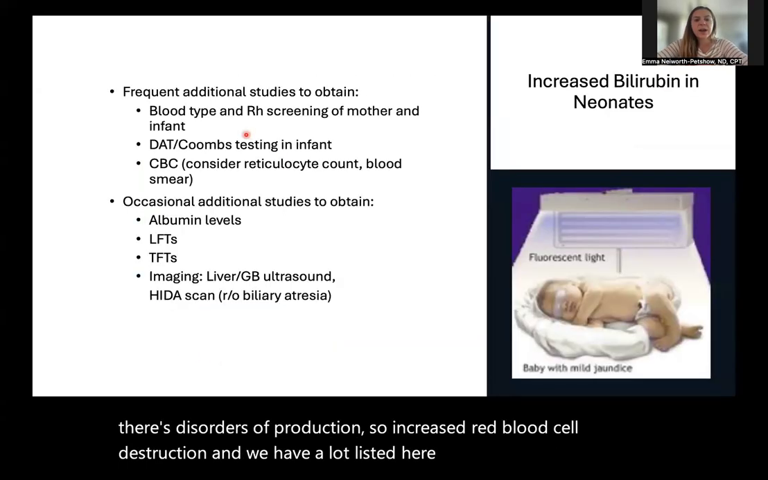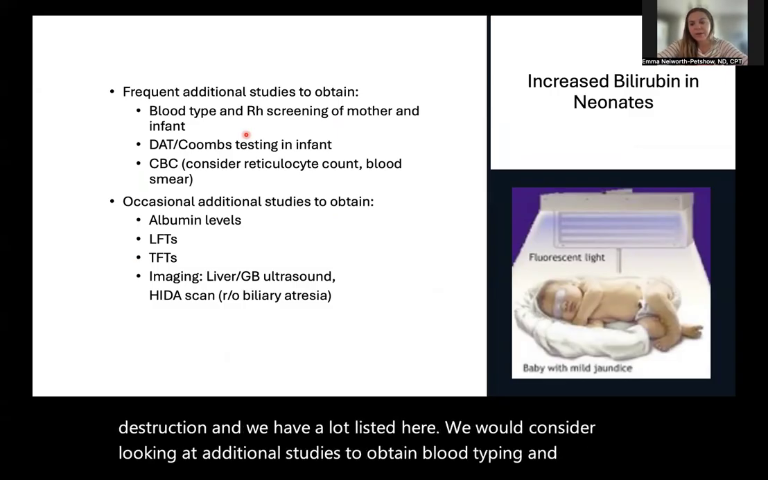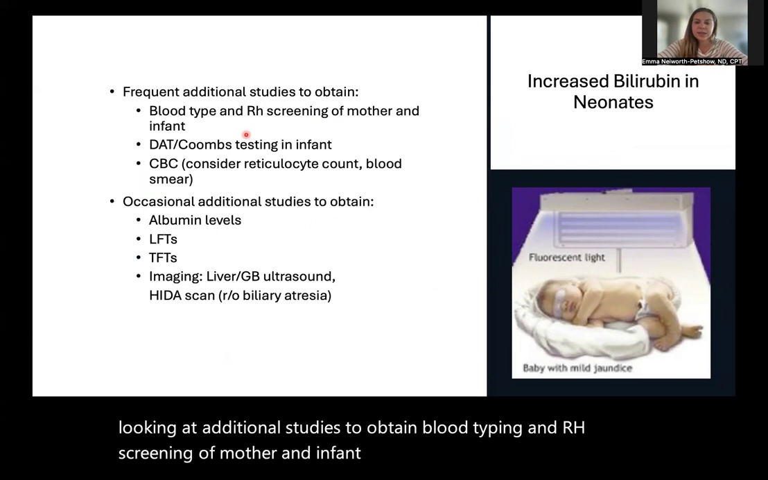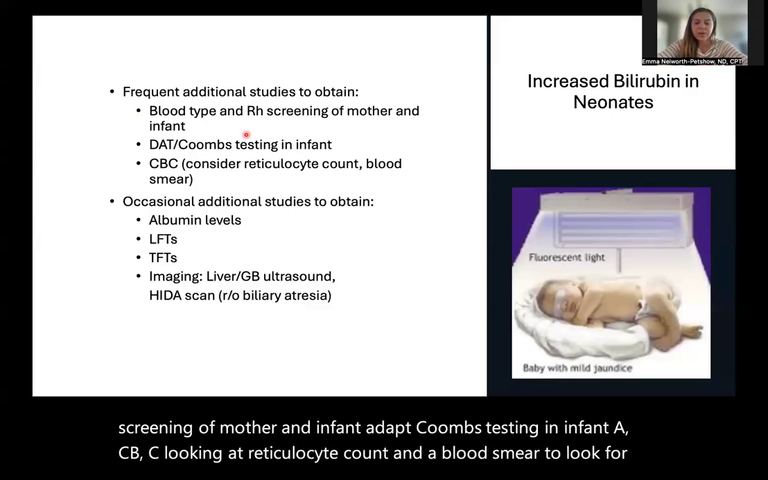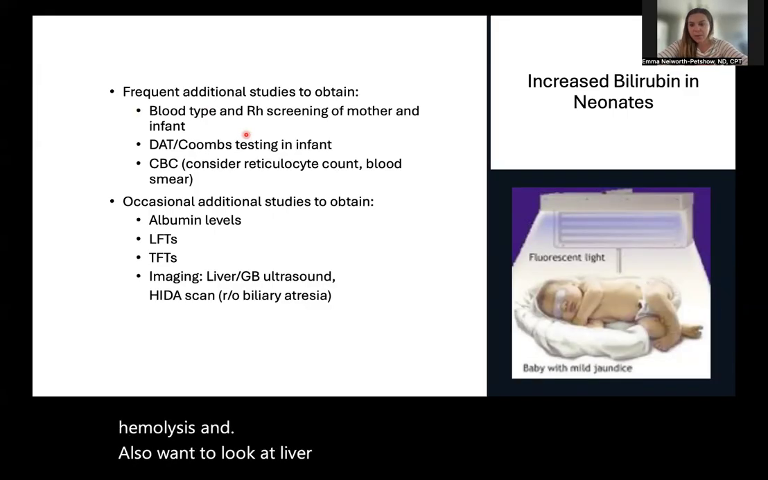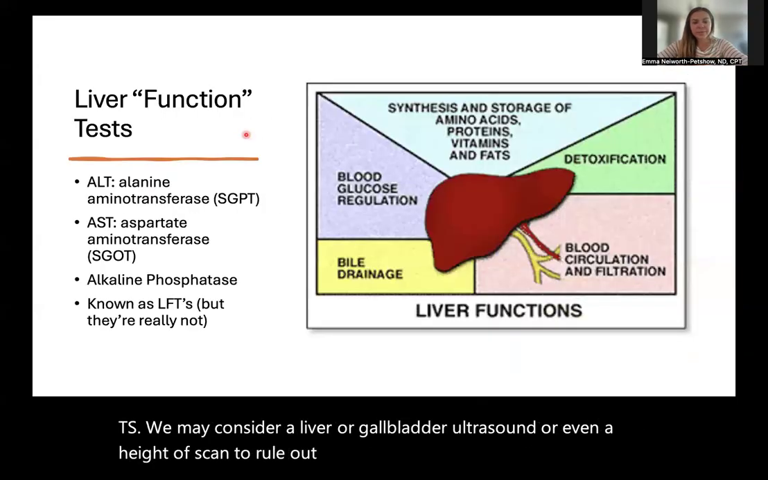We would consider looking at additional studies to obtain blood typing and Rh screening of mother and infant, a DAT-Coombs testing in infant, a CBC looking at reticulocyte count and a blood smear to look for hemolysis. And we'd also want to look at liver values, such as our albumin levels, LFTs, TFTs. We may consider a liver gallbladder ultrasound or even a HIDA scan to rule out biliary atresia.